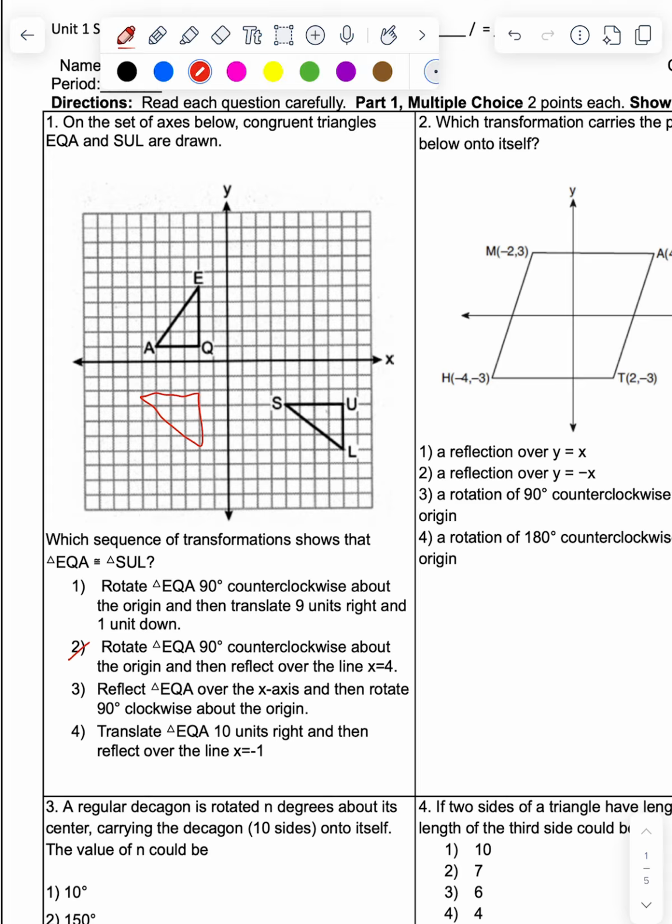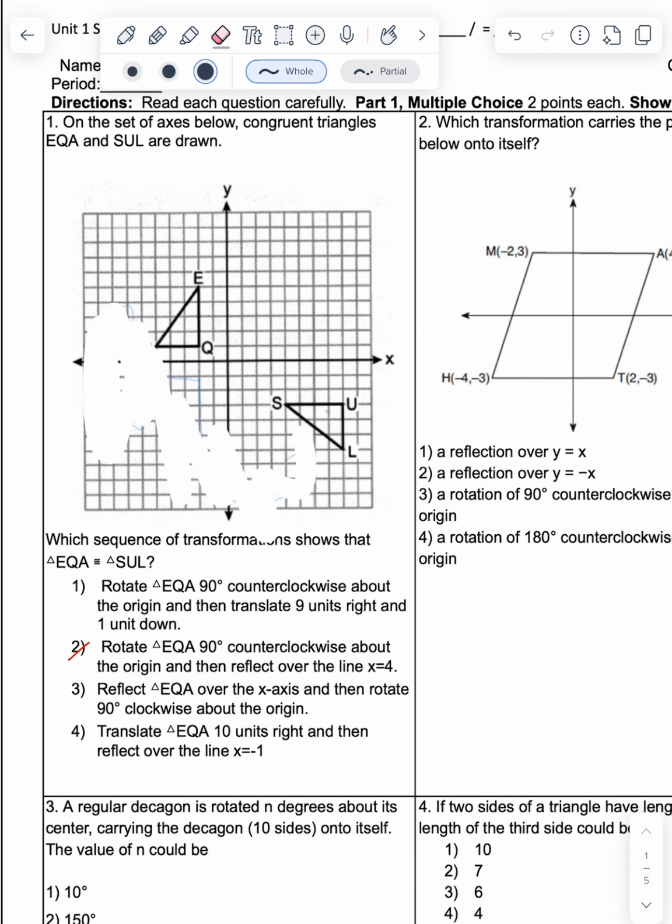And let's hope we can easily rule out 3 and 4 just the same way. Otherwise, if we can't, we'll actually have to do the transformation. Reflect triangle EQA over the x-axis. So here's the x-axis. So if I reflect over the x-axis, it's going to look, and just a sketch, I didn't actually count the boxes, so it looks a little bit off, but just to see. And then rotate 90 degrees clockwise around the origin. If I rotate the reflected shape 90 degrees clockwise, it's going to land in this box. So I know that that is not correct because I need it to land in this box. So we can rule out answer choice number 3 as well.